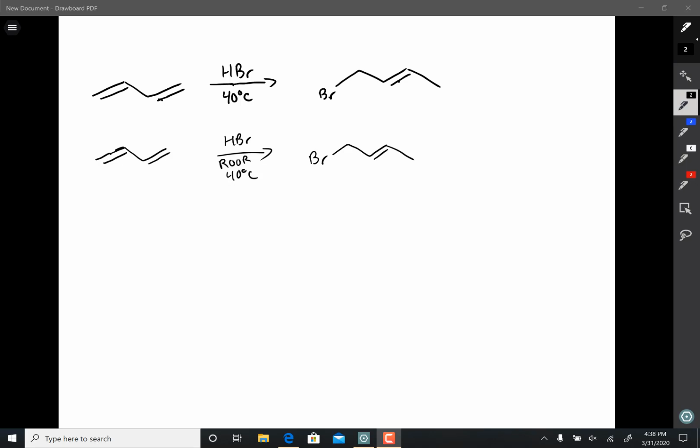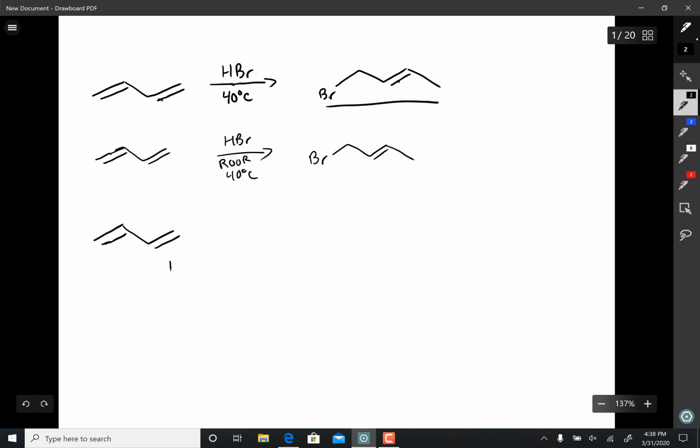This problem is a mechanism problem, where it's told that when you treat butadiene with HBr at 40 degrees, you get the product on the right. If you also use HBr in presence of peroxide at 40 degrees, you get the same product, albeit by two different mechanisms. And it's asking you for the mechanisms to get to each one. Now, your goal for the first case is to get to this product right here.